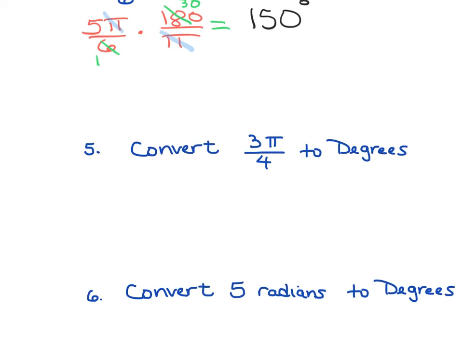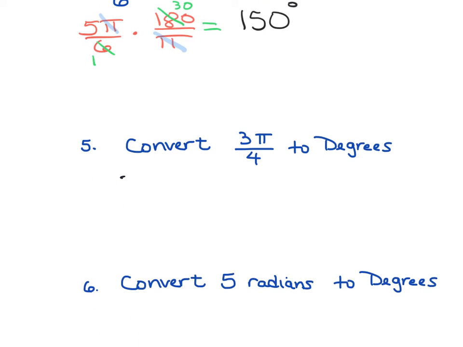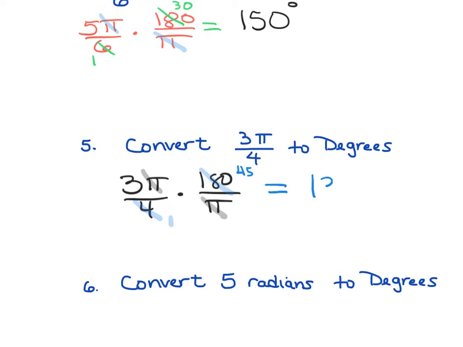Same thing, radians to degrees. So 3 pi over 4, multiply that by your conversion, which is 180 over pi. The pi's cancel. I can also simplify the 180 and the 4. 4 goes into 180 45 times. I multiply what remains. 3 times 45 is 135 degrees.